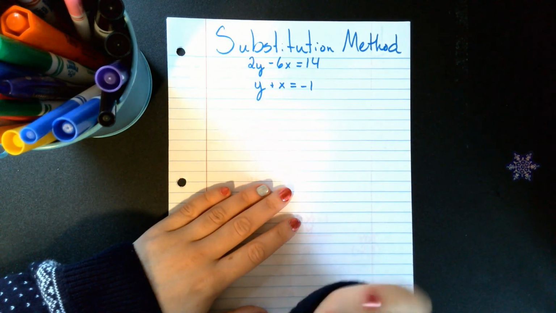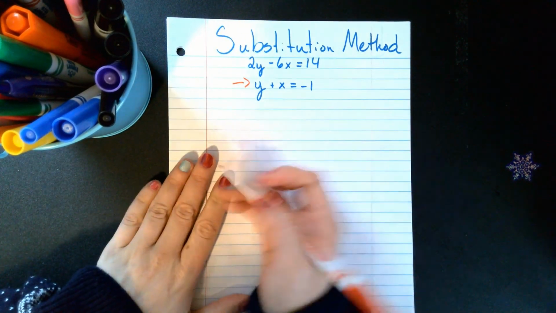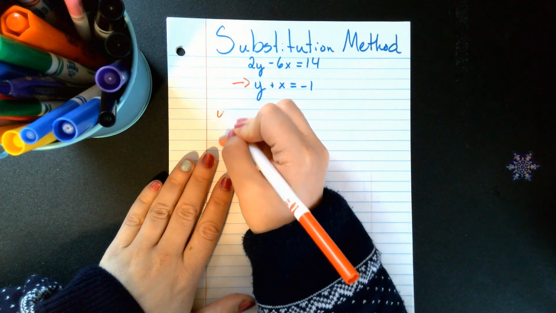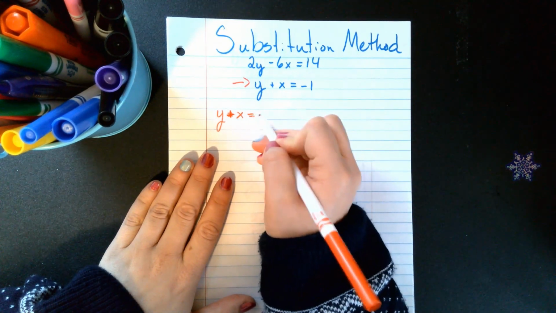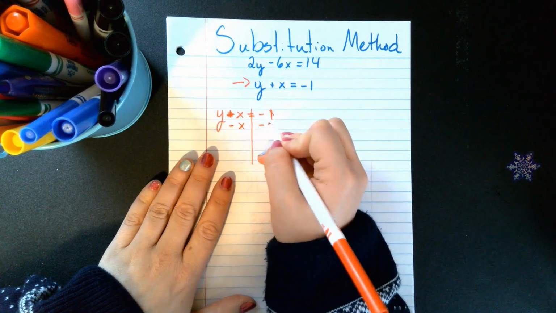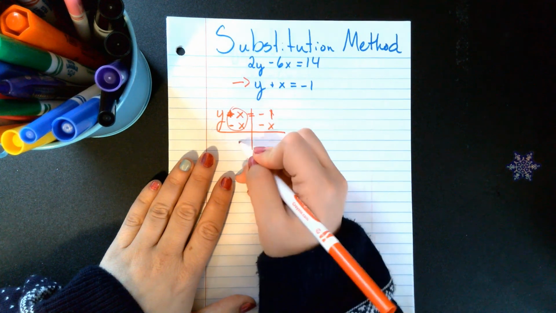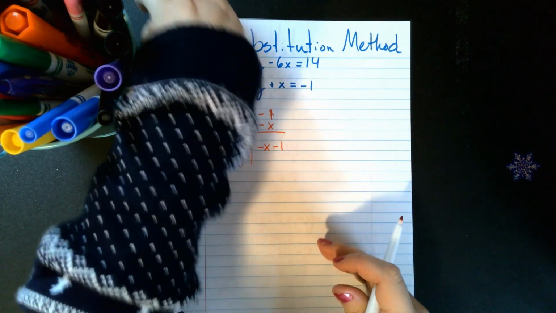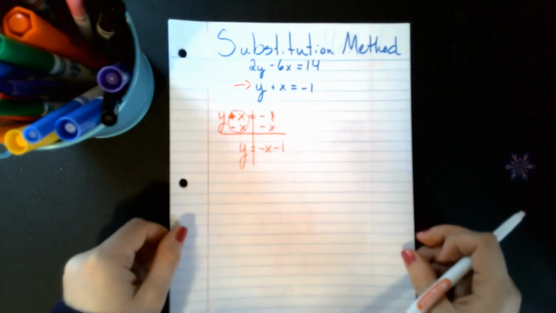With the substitution method, I always recommend finding the simpler of the two equations. So in that case, that's this one right here. So I'm going to solve this for y. Oh, sorry. Plus x equals negative 1. I need to subtract an x from both sides, just like I did in the back. And I end up with y equals negative x minus 1. Okay, those should be the same. Let's go check, make sure. Yep, those are the same. We're good to go.